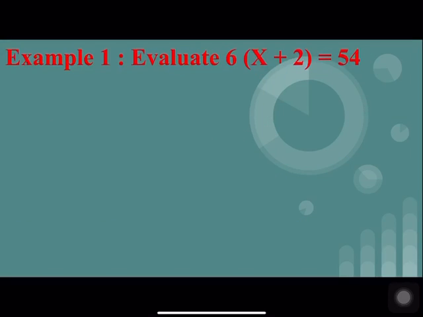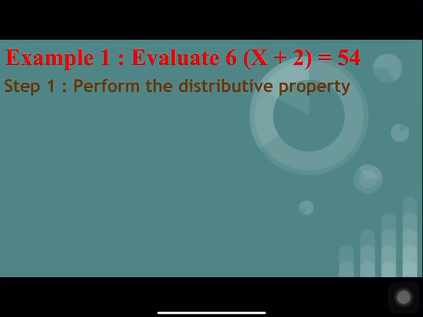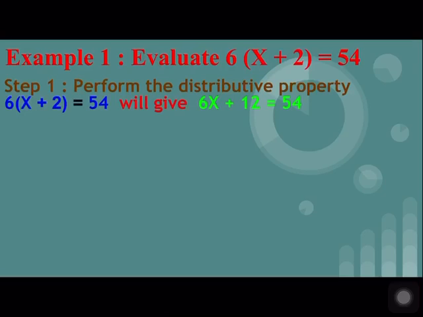So let's have here example number 1. Our task is to evaluate 6 times the quantity of x plus 2, which is equal to 54. So our task is to find the value of x. What is x to make this equation correct? The first step is to perform the distributive property. We multiply 6 times x, which gives us 6x, and 6 times positive 2 gives us positive 12, which are all equal to 54.